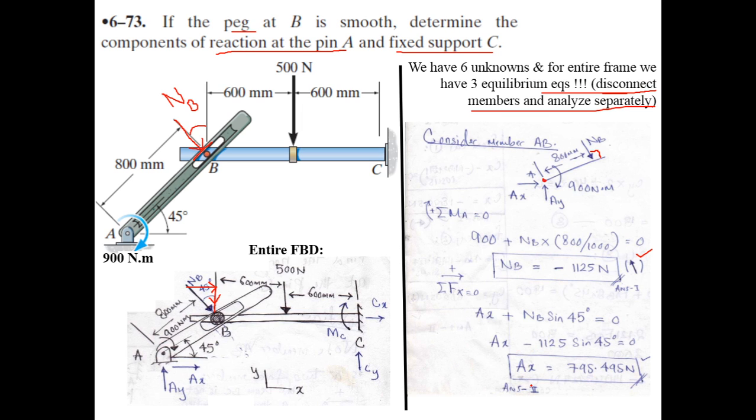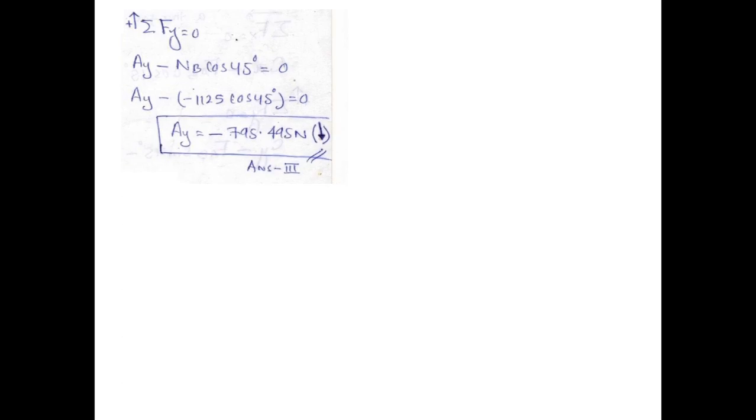So you have NB now, you have AX now, we have to find out AY, and for that we need to apply the summation of forces in the Y direction. So when you sum the forces in the Y direction, you have the Y component of NB. Remember NB was actually acting like this on member AB, so its Y component was acting in the negative Y direction. That is why it is minus NB cos 45. This angle was 45.